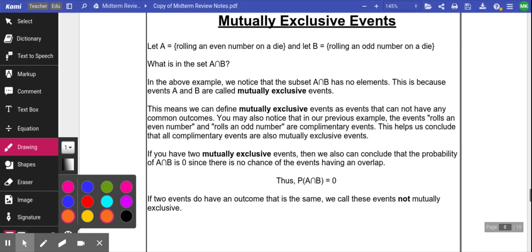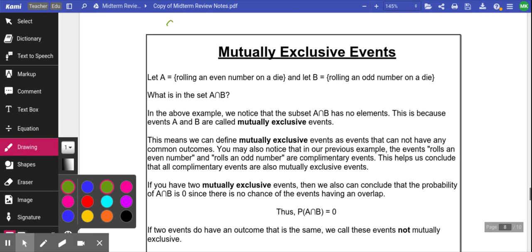Mutually exclusive means 2 things can't happen at the same time. Just like dating, right? Mutually exclusive means 2 people can't date other people at the same time. In math, mutually exclusive means 2 things can't occur at the same time.